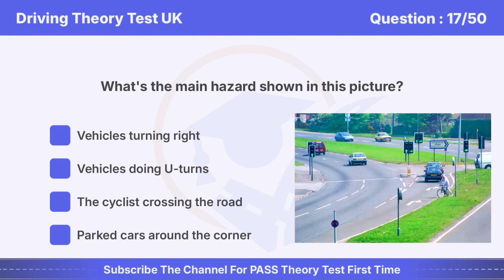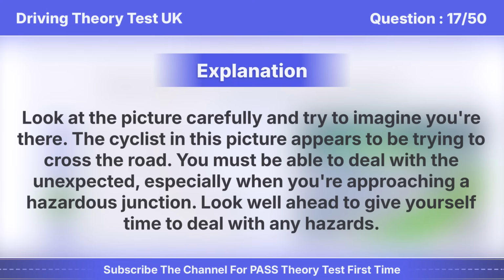Question 17. What's the main hazard shown in this picture? Answer is C. The cyclist crossing the road. Look at the picture carefully and try to imagine you're there. The cyclist in this picture appears to be trying to cross the road. You must be able to deal with the unexpected, especially when you're approaching a hazardous junction. Look well ahead to give yourself time to deal with any hazards.